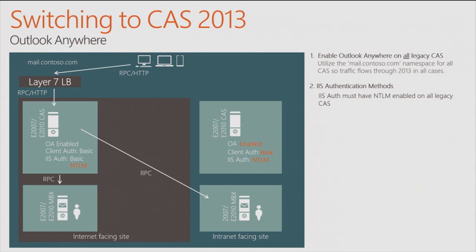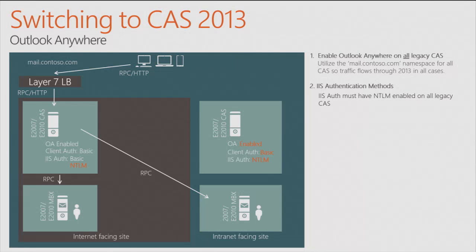IIS authentication, I'll roll back the animation so you can see it. Pay attention to the client access server in the top left-hand corner. You'll see right now, IIS auth is only basic because we determined when we first enabled OA years ago, we were going to use basic auth. Well, since we don't have NTLM there, we need to also add NTLM for IIS authentication. We need that to be able to proxy the connections using NTLM auth back from 2013, 2002, 2010, or 7.